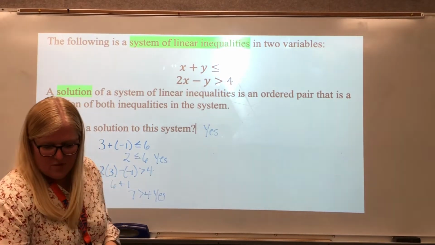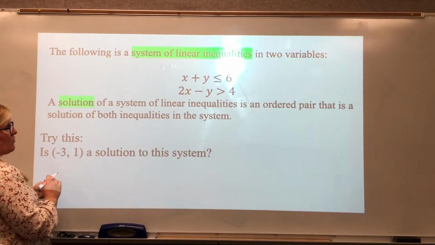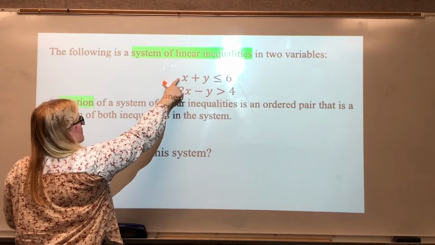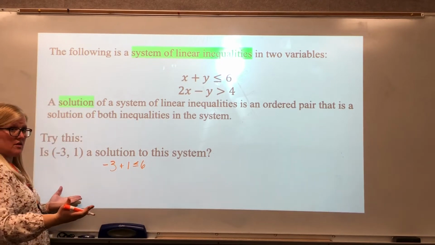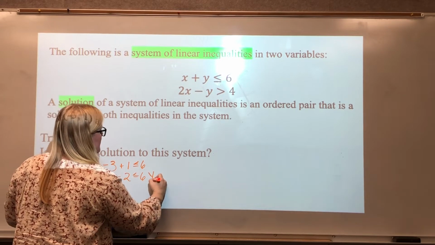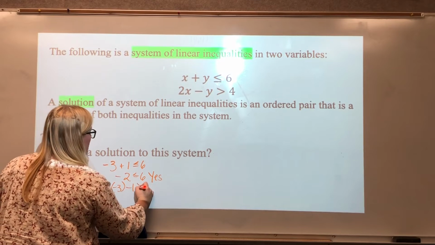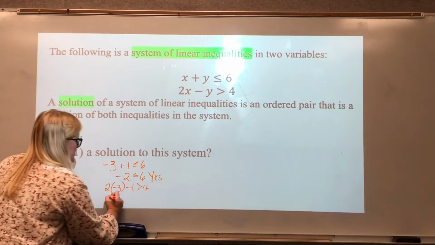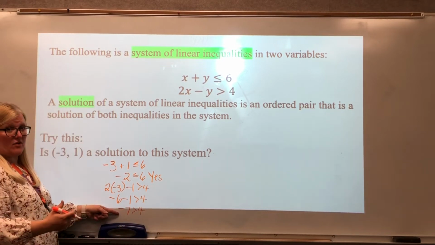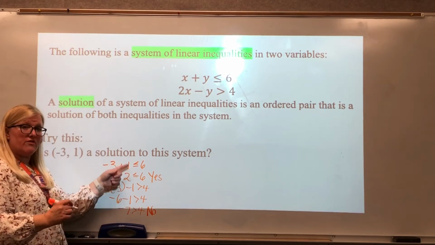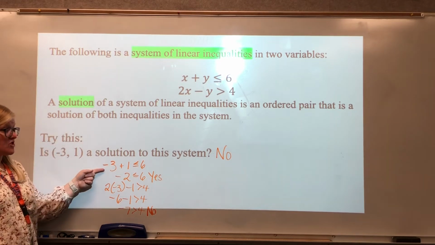Okay, so let's try this again, but let's try it with a different coordinate. This is (-3, 1). So when I put this in the top inequality, I have -3 plus 1 is less than or equal to 6. Is this true? Well, yeah, because this is -2, less than or equal to 6. So yes, that's true. Okay, now let's plug it into the bottom one. We've got 2 times -3 minus 1, is that bigger than 4? Well, 2 times -3 is -6, minus 1 is actually -7, and -7 is not bigger than 4. So since it didn't work for both of them, the answer is no, this is not a solution to this system. It was for just one of them, but not for the system.